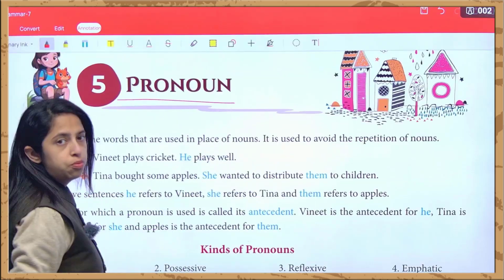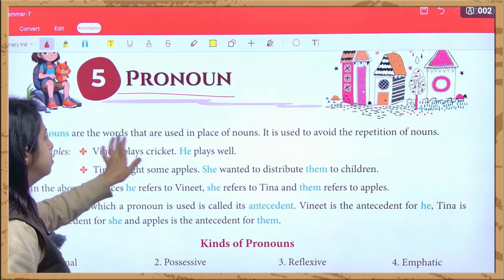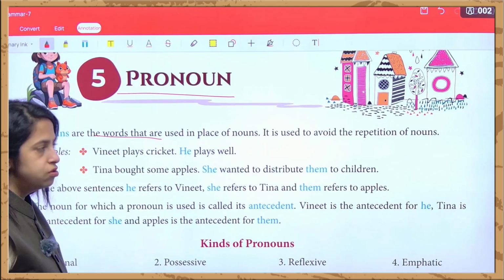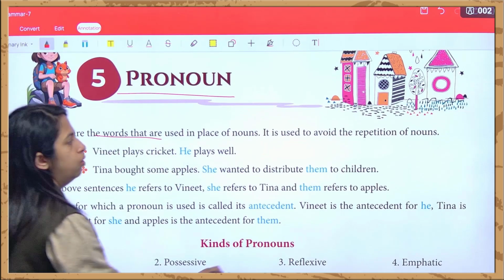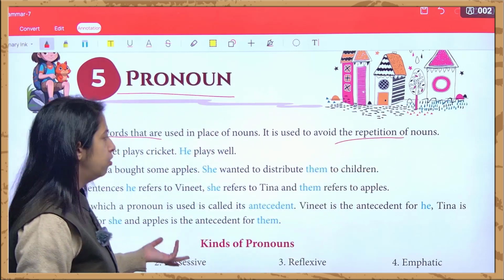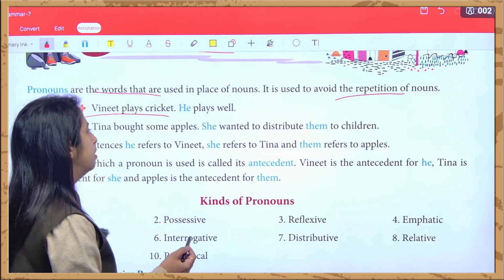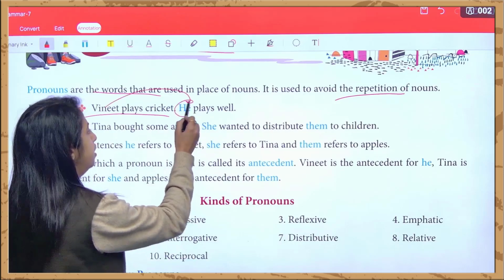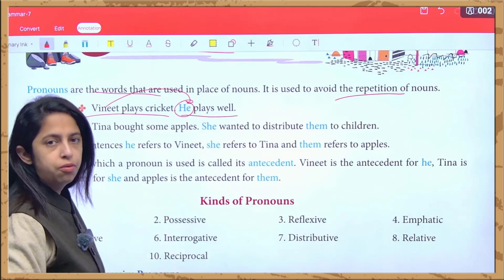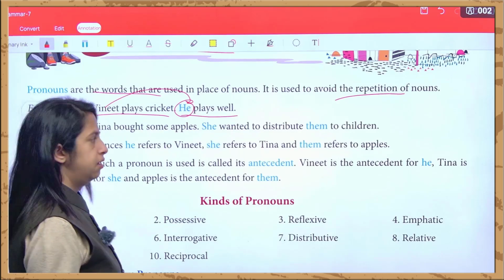The title of our chapter is pronoun, right? So what are pronouns? These are those words that are used in place of nouns so as to avoid the repetition of nouns. I have already told you, Vinita plays cricket. Vinita क्या खेलते हैं? क्रिकेट खेलते हैं. अब विनीत की जगह he आ गया है. What is he? He is a pronoun that is used for a male, right?